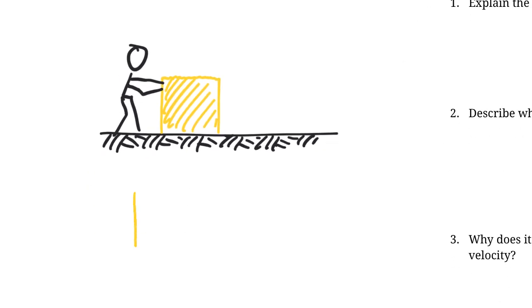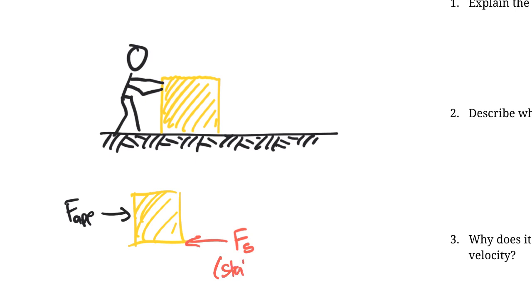I'm just going to draw a quick free body diagram here. Here's our box. When we're trying to get that box moving, I'll put here, this is the force applied. There's a force of friction. I'm going to put it down here, and we'll call this Fs for static friction. And that's the force that basically keeps the box where it is when it's still.